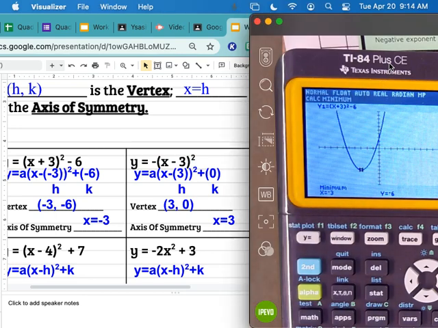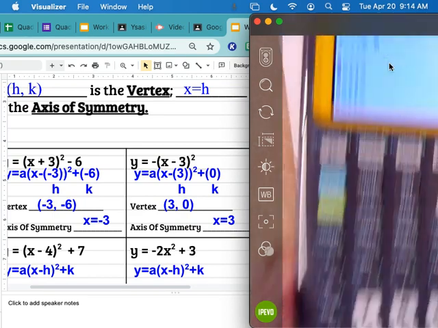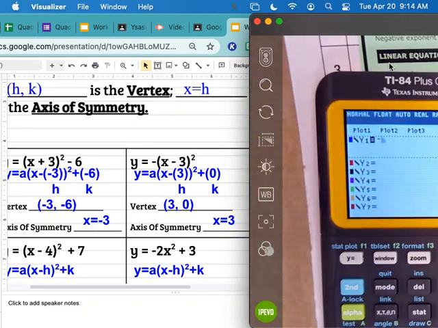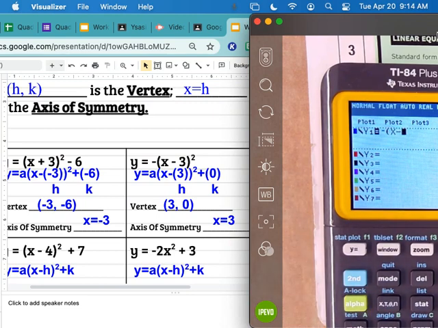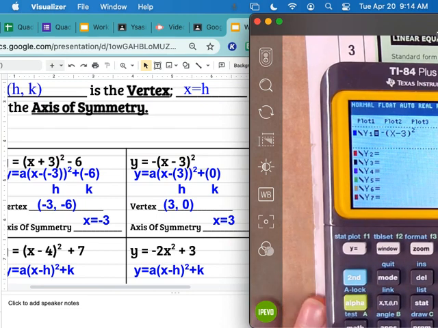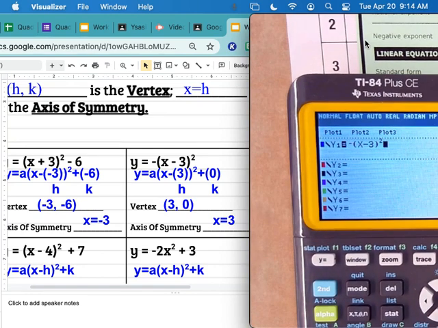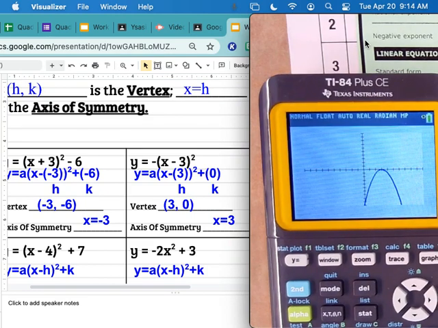Okay, let's do that in the calculator. Let's go to y equals, clear out what's in there. Put in negative. Make sure you use the negative and not minus, because you'll get an error. So negative, parentheses, x minus 3, parentheses squared. Graph it. So see how it's flipped over? And the reason was because that a value, there's a negative out front.